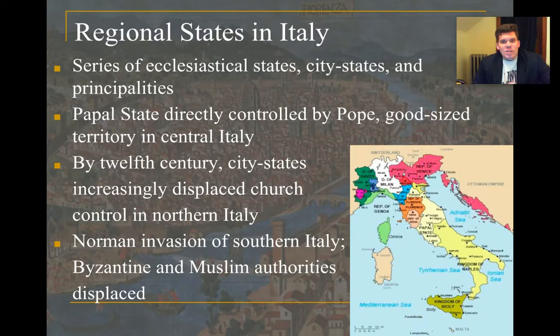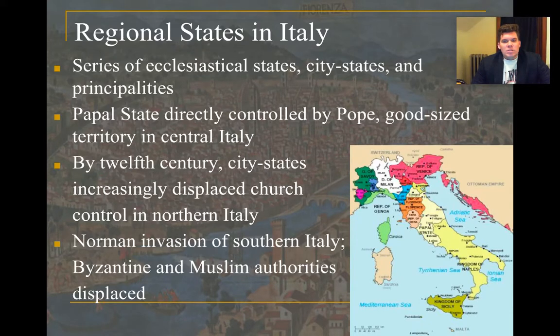Moving now over to Italy, like I had mentioned previously in class, Italy was not Italy as we know it. It was a bunch of small ecclesiastical states, city-states, and principalities. Ecclesiastical meaning it has to do with the church. But it was a bunch of all small nation-states. The papal state directly controlled by the Pope was one of the bigger territories in central Italy. Well, Naples was bigger than that.